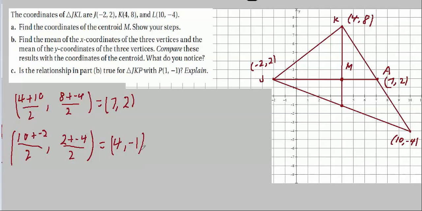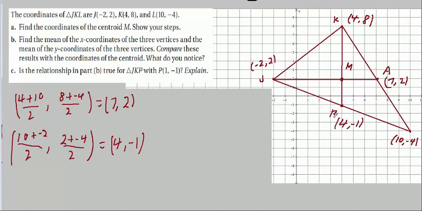Does that make any sense? Let's see here. There's 4 and minus 1. Well, that's right about where I drew it. Either I eyeballed it really well, or I computed it wrong. Let's hope I computed it right and I eyeballed it right. We'll pretend two things went right at the same time. And let's put it in here: 4, minus 1. Call that point B.